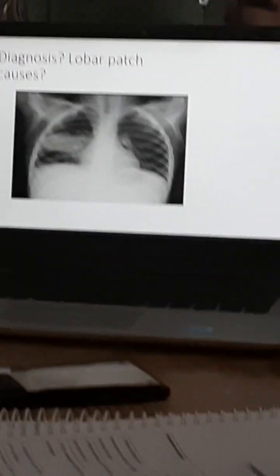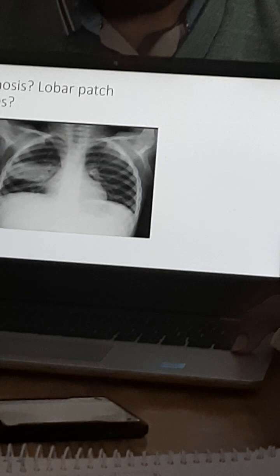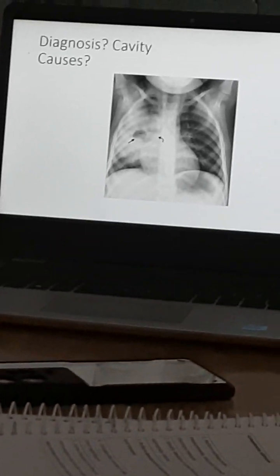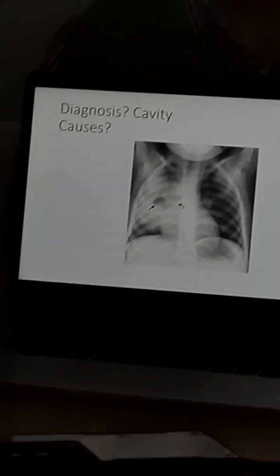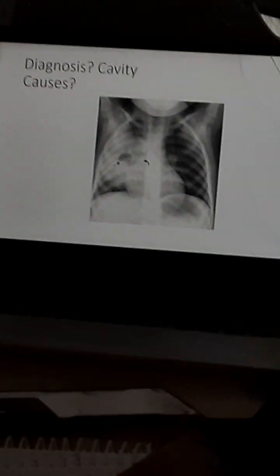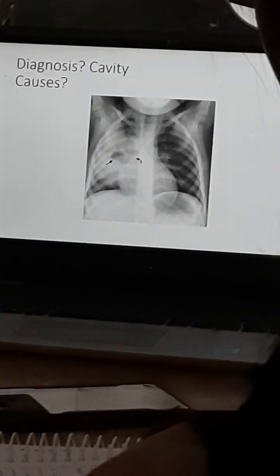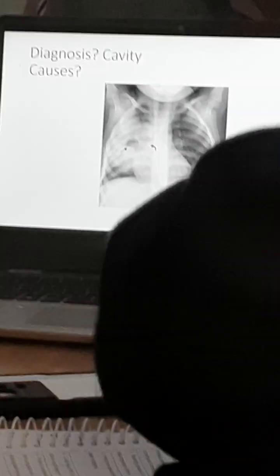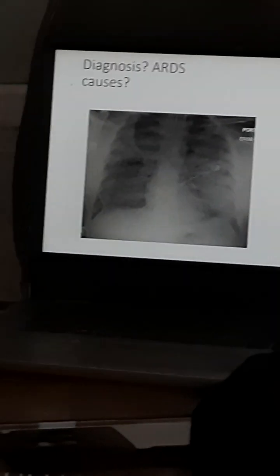So the air cavity is surrounded by all the microorganisms. That answer is there. Cavity. So what are the causes of a cavity? Same: TB, fungal ball, aspergillosis also, aspergilloma. Yeah, it's already shown in the spotter I told you.